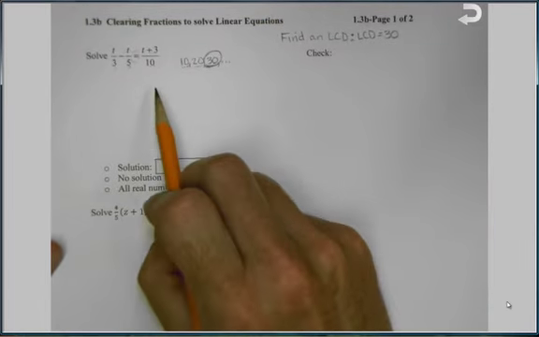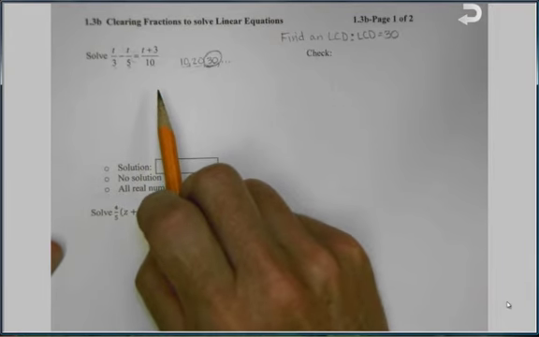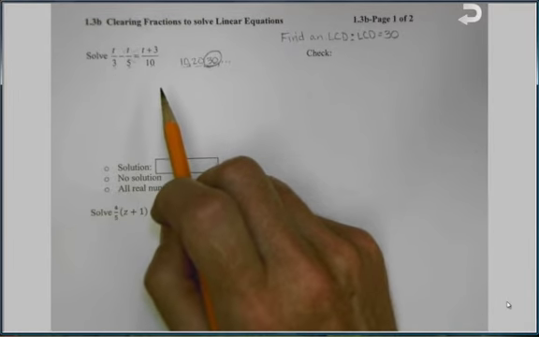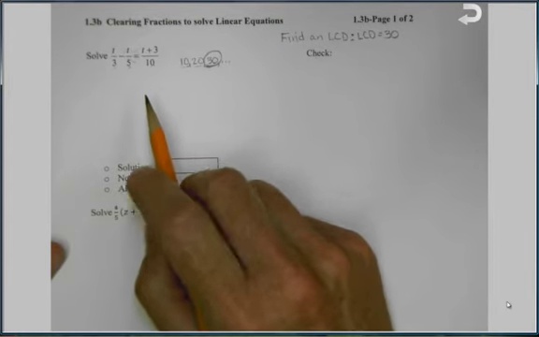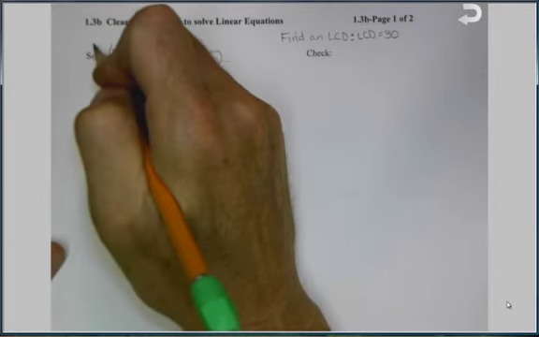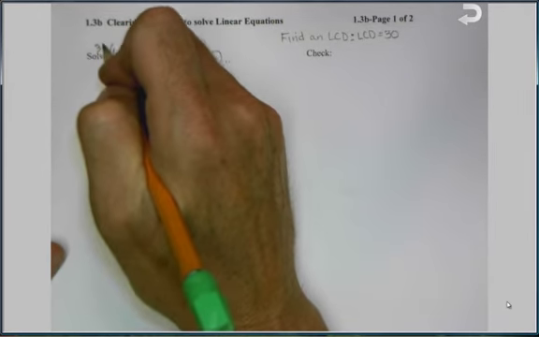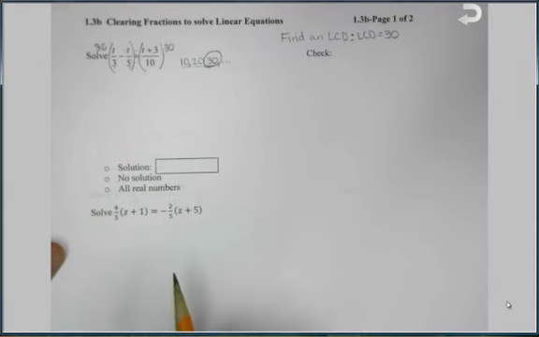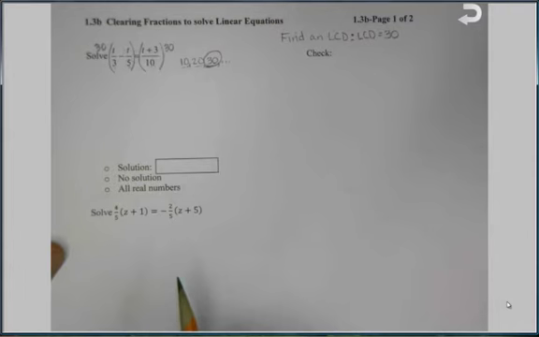Okay, then once I've determined that 30 is the least common multiple, I want to multiply both sides of my equation by the same number, and of course I'll choose my least common denominator. My goal is for all my fractions to go away, or to clear. So I multiply both sides by the 30 that I came up with a minute ago.